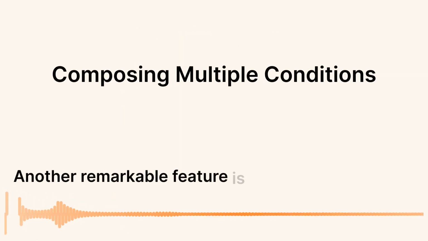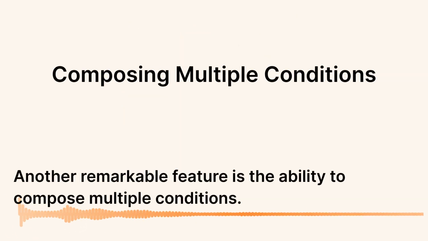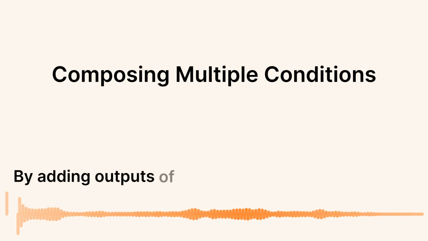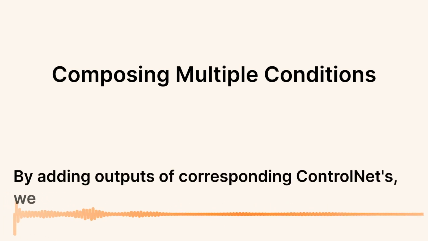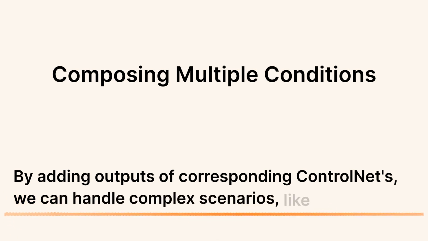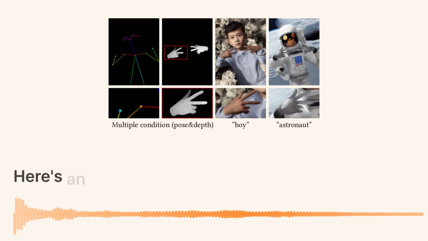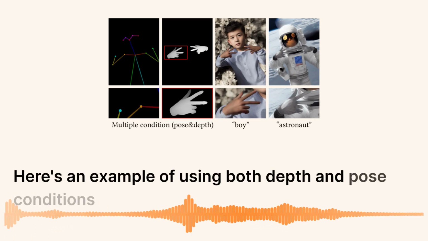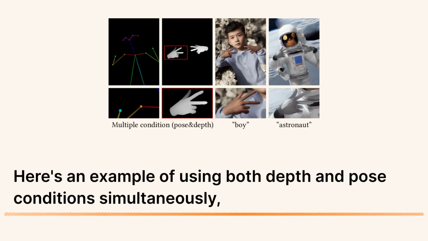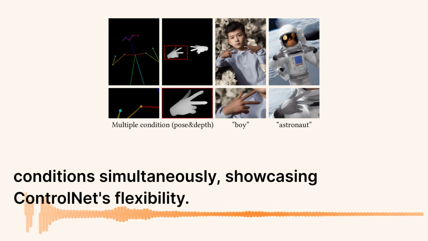Another remarkable feature is the ability to compose multiple conditions. By adding outputs of corresponding ControlNets, we can handle complex scenarios, like combining depth and pose for a single image generation. Here's an example of using both depth and pose conditions simultaneously, showcasing ControlNet's flexibility.